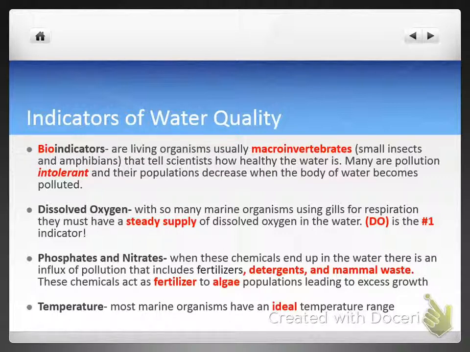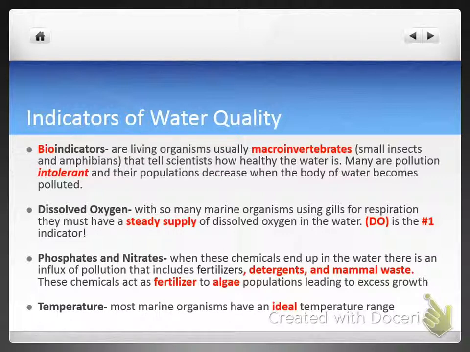If you could only perform one test to actually measure water quality, then dissolved oxygen is what you're looking for, because all of your fish and anything that breathes through its gills must take in oxygen, and it's dissolved in the gaseous form in the water. So dissolved oxygen, or DO, is the number one test. If you don't have a sufficient supply of dissolved oxygen in the water, you are not going to support any form of animal life.